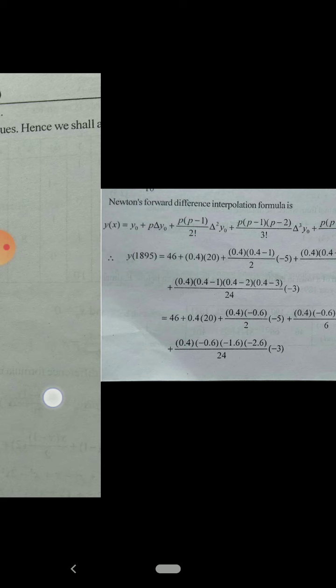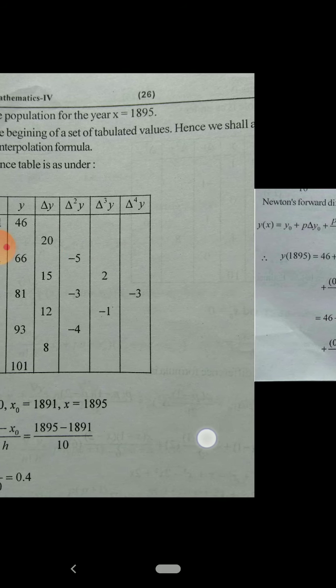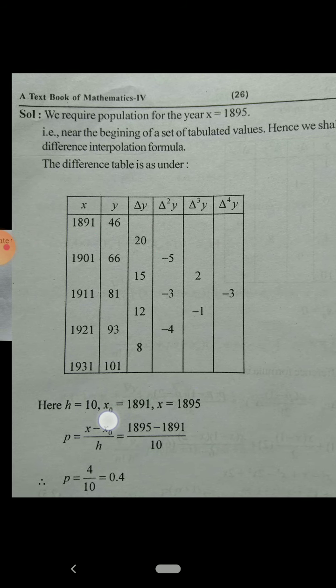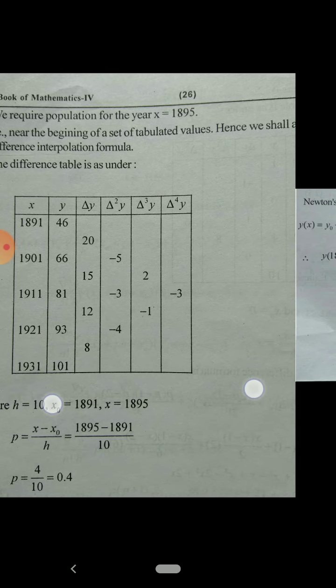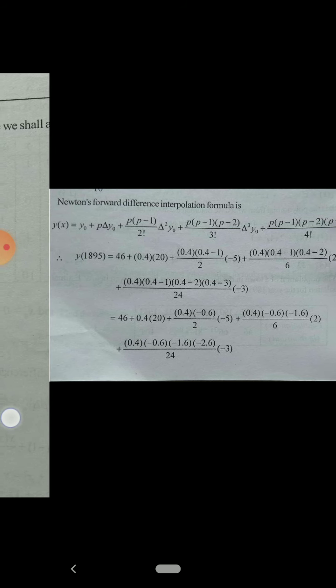p is 0.4, p minus 1 is 0.4 minus 1 upon 2 factorial, that is 2, and delta 2 y0. Look here, the first value of delta 2 y is minus 5. We have taken that value here, minus 5. Then the next term p(p minus 1)(p minus 2) upon 3 factorial. p means 0.4, 0.4 minus 1, 0.4 minus 2 divided by 3 factorial. 3 factorial means 6, into delta 3 y0.